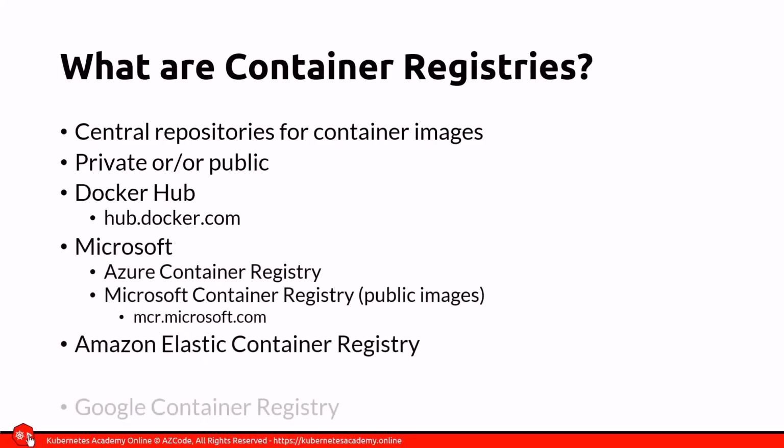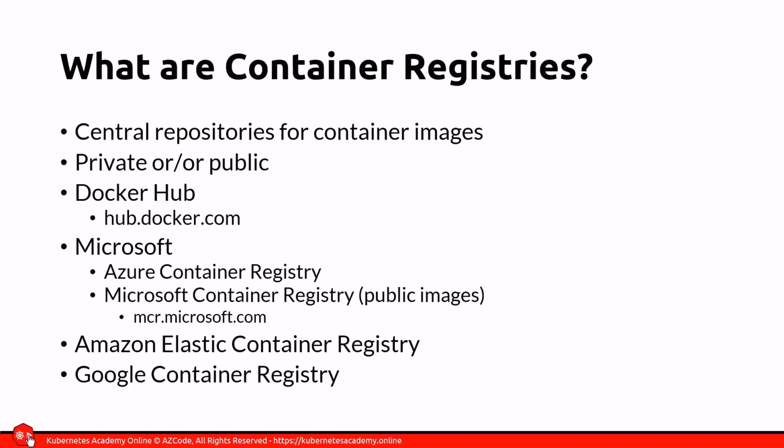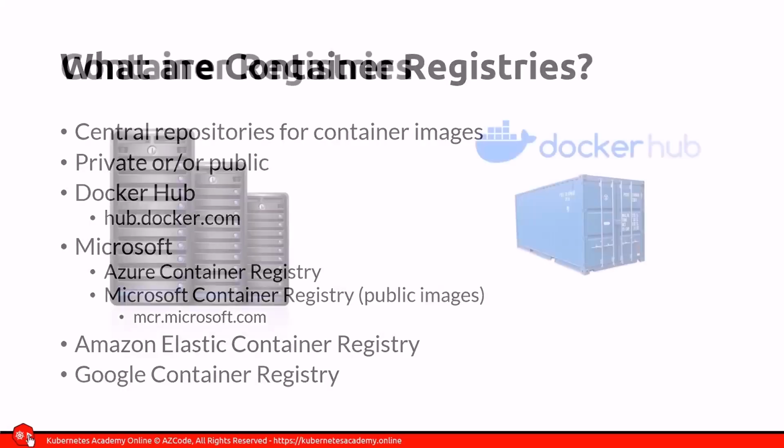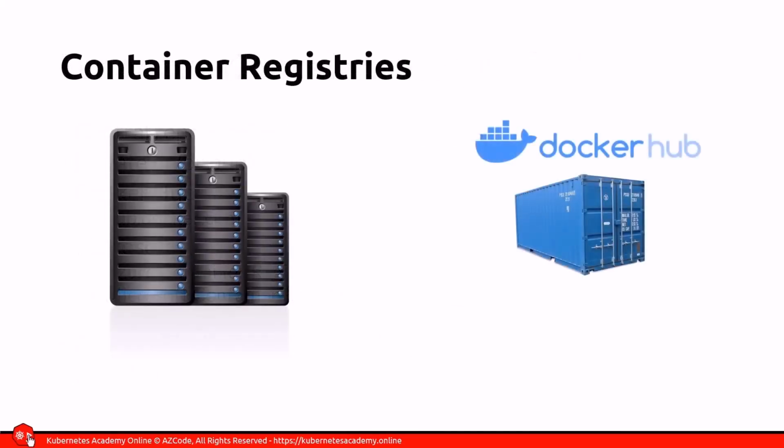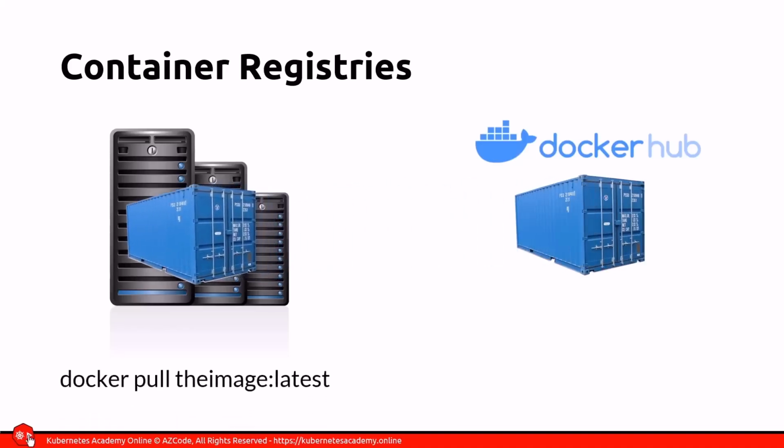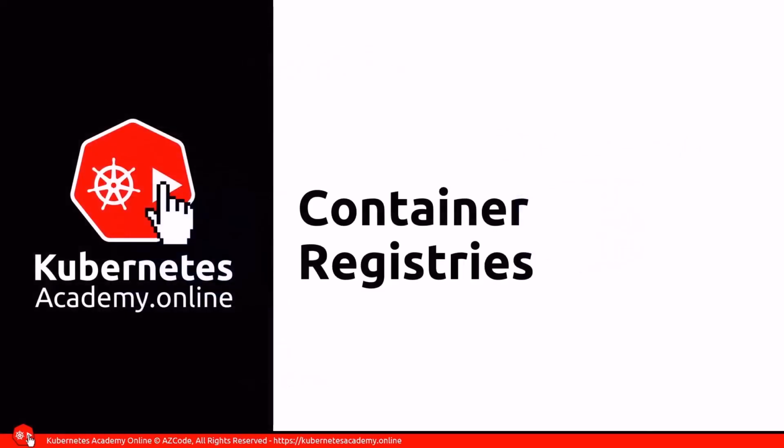Microsoft, AWS, and Google each offer container registries as a service. The benefit of using a repository from your cloud provider is that the images are located near your app, so no hops over the internet to retrieve the images. So let's say we want to retrieve an image from Docker Hub. We issue a docker pull command, and Docker downloads the image layers and stores them in its local cache. And this concludes this lecture on container registries.